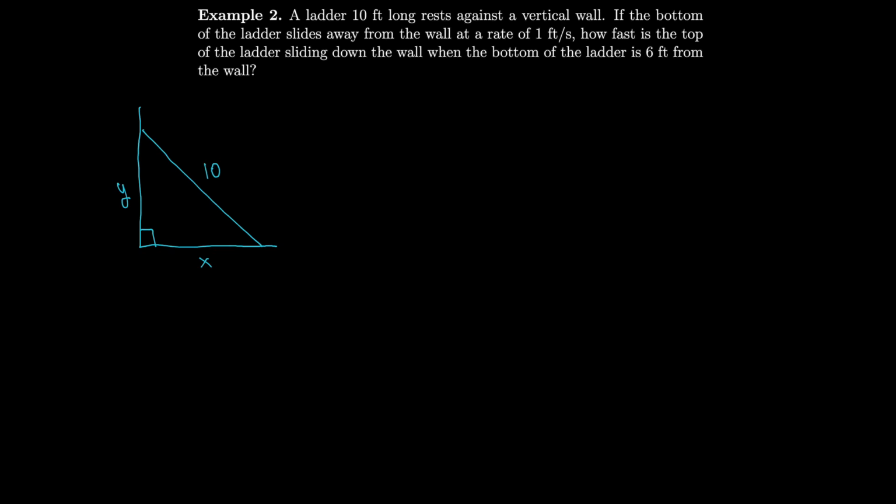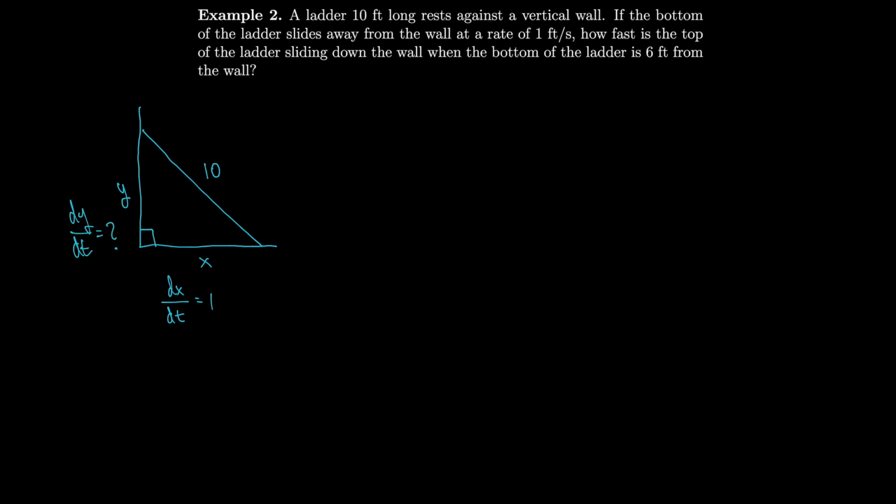Okay, we are given that it slides away from the wall at a rate of 1 foot per second. So that means that this change, that it's moving away from the wall, is 1. It's getting bigger and bigger, so we expect it to be a positive value for the rate of change. However, this end is sliding down, so even though we don't know what it is, we should expect that dy/dt is probably negative.